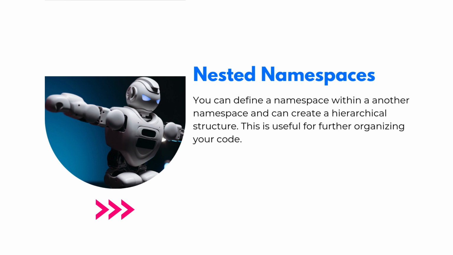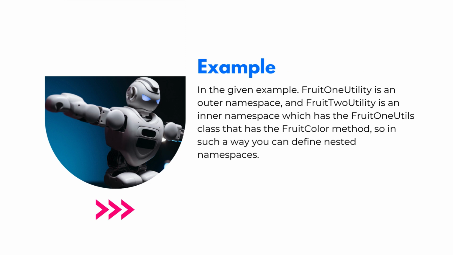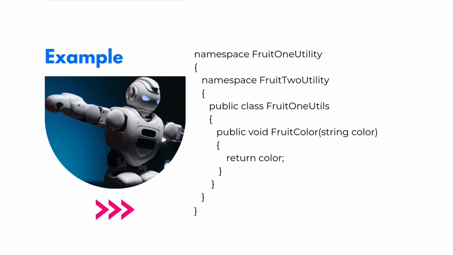You can define a namespace within another namespace and create a hierarchical structure. This is useful for further organizing your code. In the given example, Fruit1Utility is an outer namespace, and Fruit2Utility is an inner namespace which has the Fruit1Utils class that has the FruitColor method. So in such a way you can define nested namespaces.